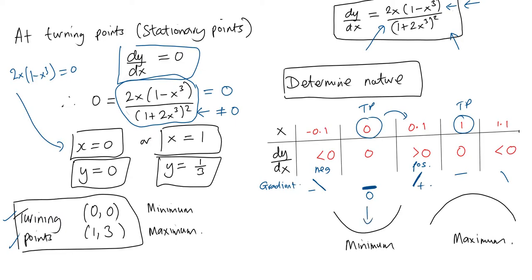Now we know that it's positive just before 1, and we know that it's 0 at 1, and if we put a value in just above 1 into dy by dx, we find that it's negative, so it goes positive, 0, negative, so we know that's a maximum, and that's how we establish the nature of those two turning points.